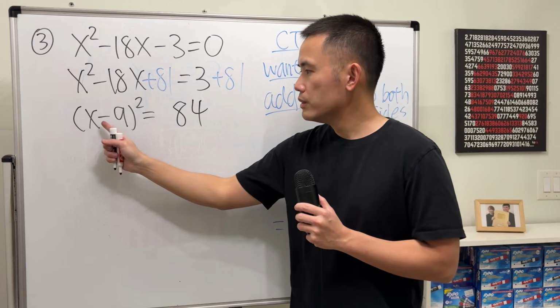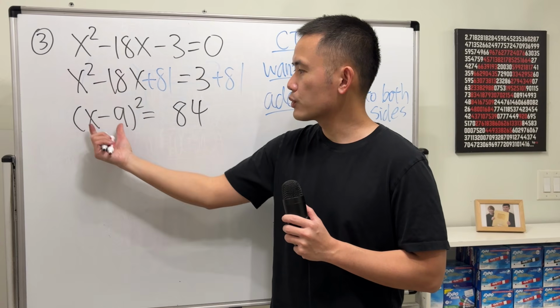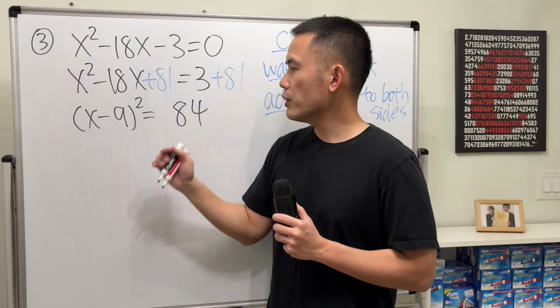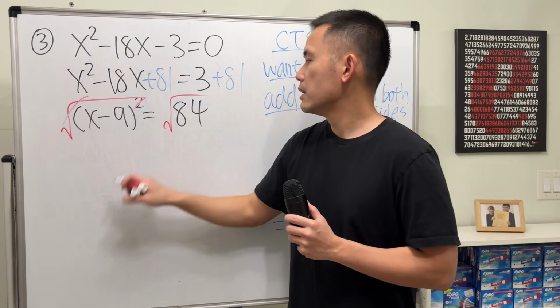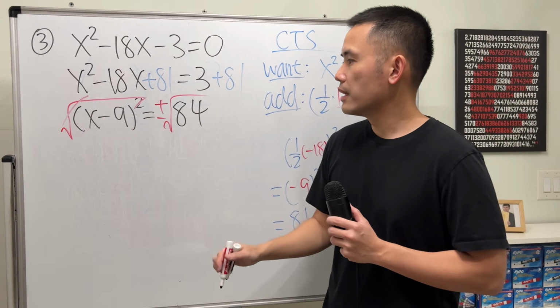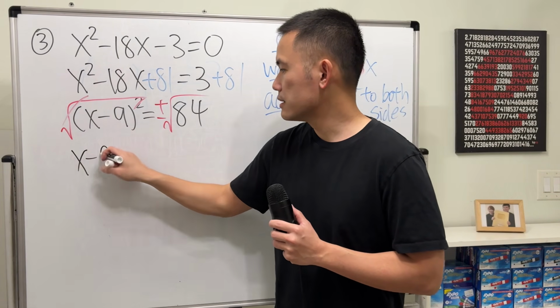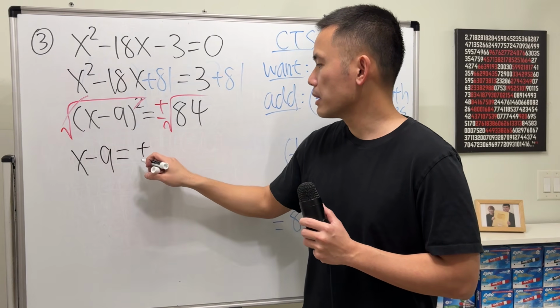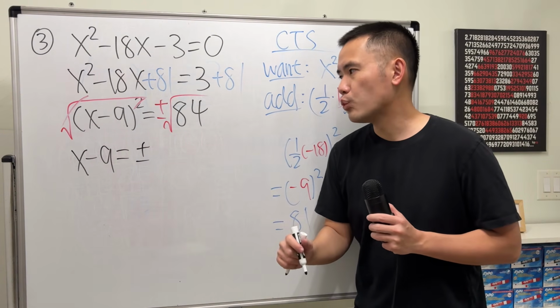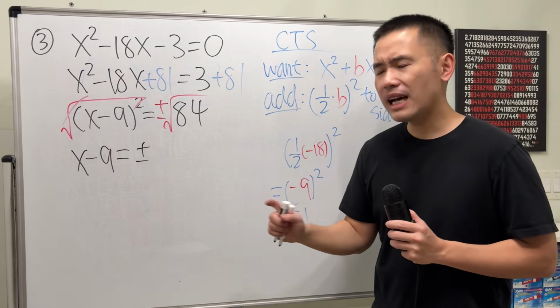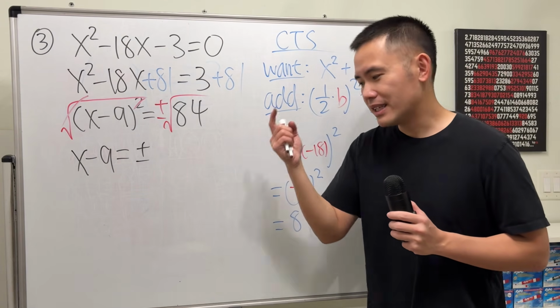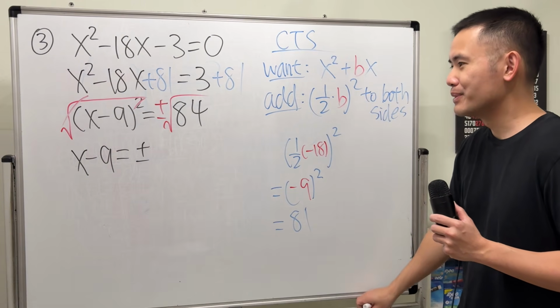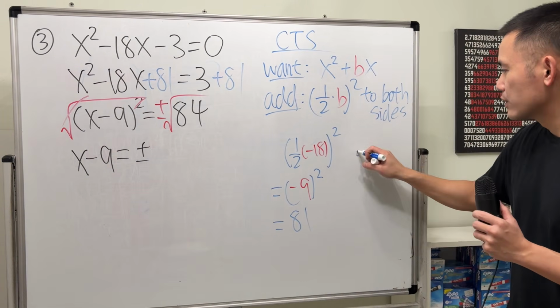Now, notice that we just have x minus 9 quantity squared. We can get rid of the square first by taking the square root to both sides. And then don't forget the plus minus. And then we see x minus 9 is equal to plus or minus square root of 84. This time, can we simplify square root of 84? Yes, so we actually have to do it.